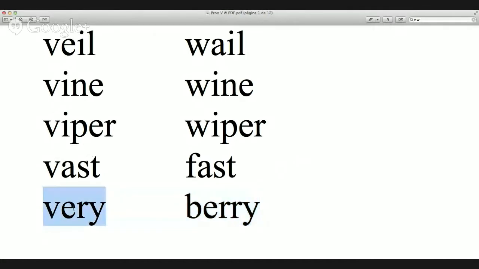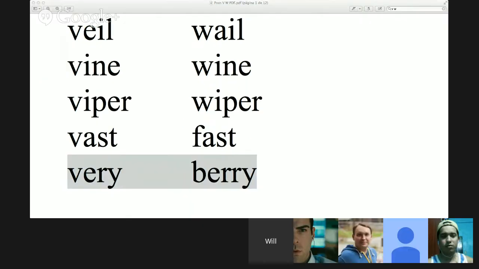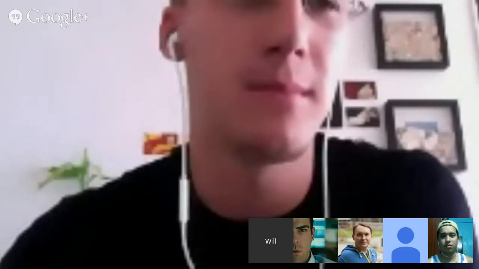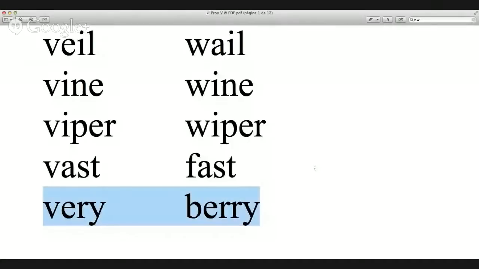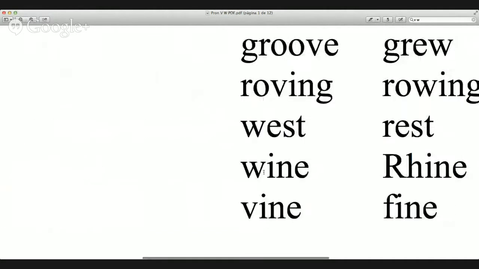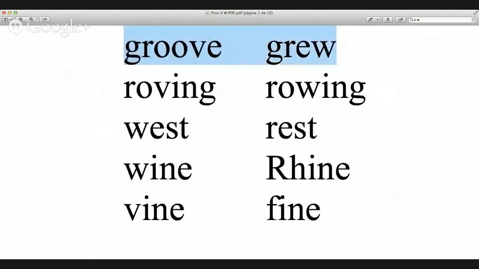So just read those two one more time for me. Very and berry. Good. Jade. Very, berry. Good. Pavel. Very, berry. And for that first one, again, we want teeth on lips. So very, berry. Good. And Peter. Very, berry. Very good. All right. And here with Albus. Groove, groove.